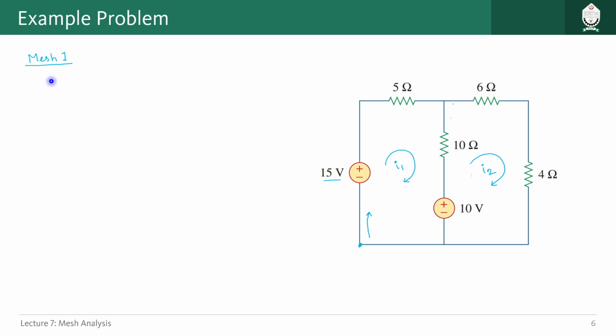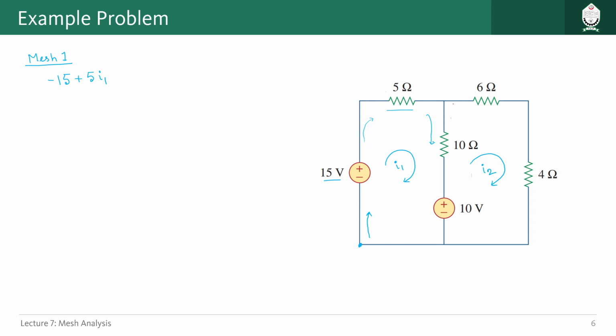So let us write that: minus 15 volt. Then we go again in this direction. We encounter this 5 ohm resistor, and as our current is in the same direction as our KVL direction, obviously we are going to get a positive value for the voltage drop across this resistor. So that should be 5 multiplied by the mesh current I1. Now we will go in this direction.